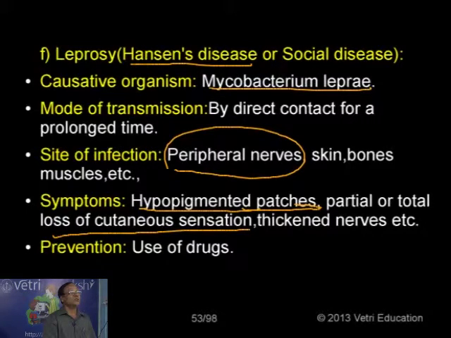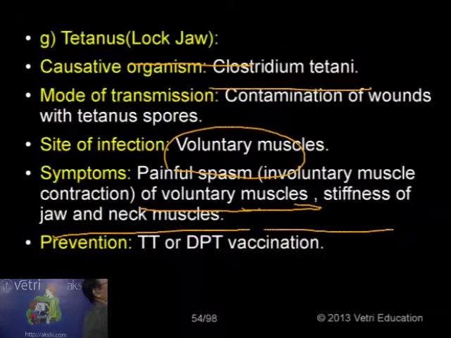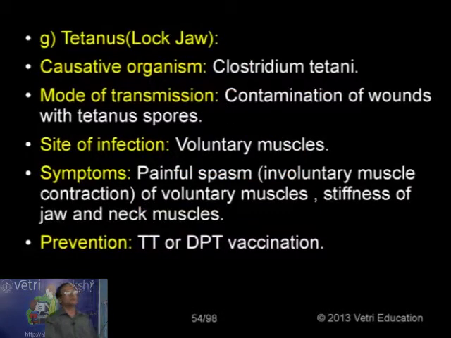Another sign is that wherever the bacteria are present, the nerves become thickened. So these are all the symptoms. For prevention and cure, we use drugs. A number of drugs are available to cure this disease. So that is the social disease, Hansen's disease, named after the person. Another most important and dangerous disease is tetanus, otherwise called lockjaw, because the strongest muscle in the body, the jaw muscle, is normally affected, not allowing the muscles to move.